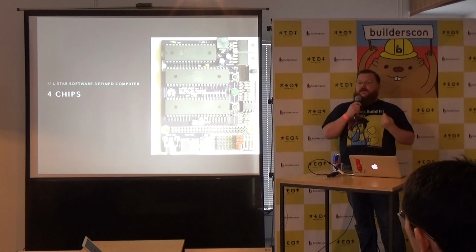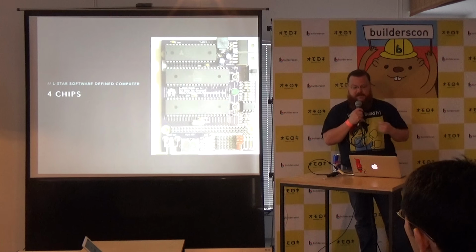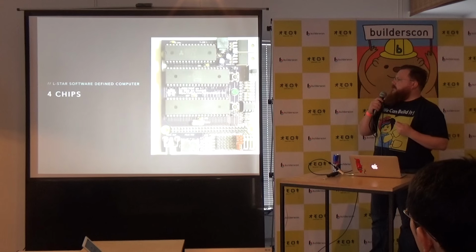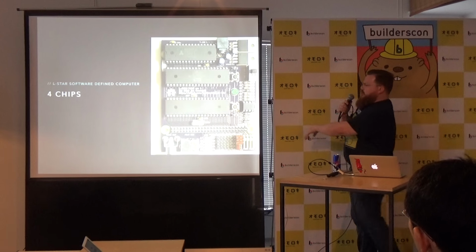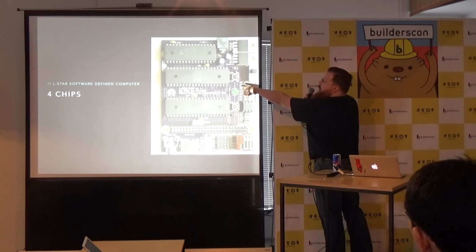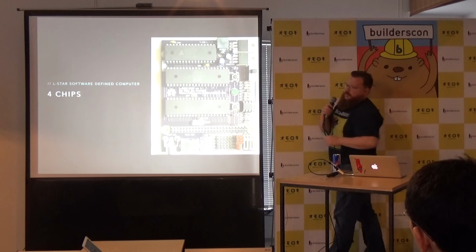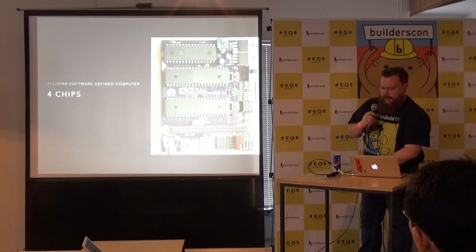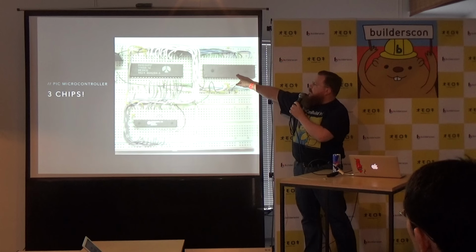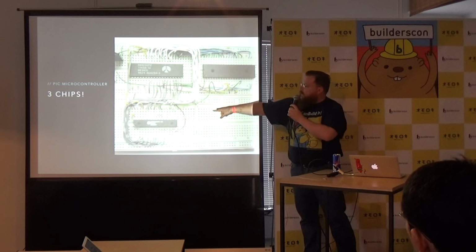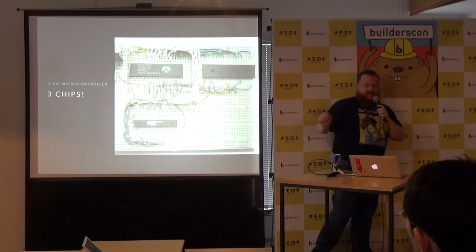Now, I'm not the first person to try and do this. There's a project called the L-Star Software-Defined Computer. This has been on Hackaday a few times. They've got 4 chips there: the Propeller, its EEPROM, the 6502, and some RAM. So that's 4 chips. Pretty good effort. Here's another example. This has got 3 chips. It's got the 6502 over there, this is a PIC microcontroller, and the RAM down there. So they got it down to 3 chips.